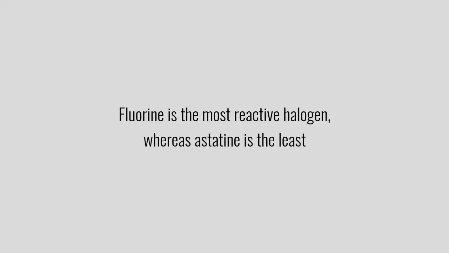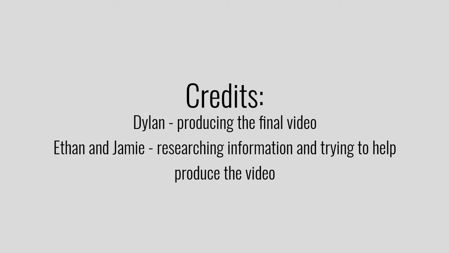This means that fluorine is the most reactive element in the halogens, followed by chlorine, bromine, iodine, and finally astatine, which is very radioactive and poisonous even though it is unreactive.